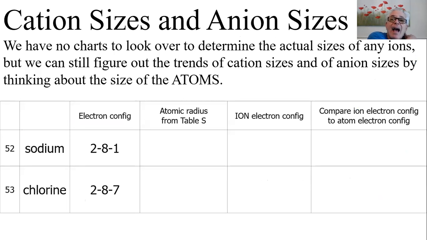All right, cation and anion sizes. Now, we have no charts to decide this. We know how big atoms are. Table S tells us the atomic radius. We have no charts to determine this, but we can figure it out.